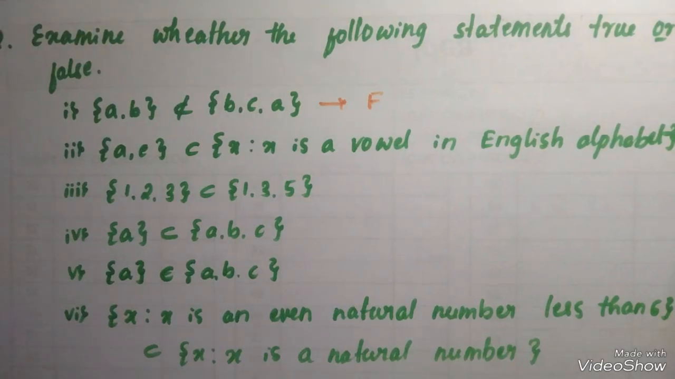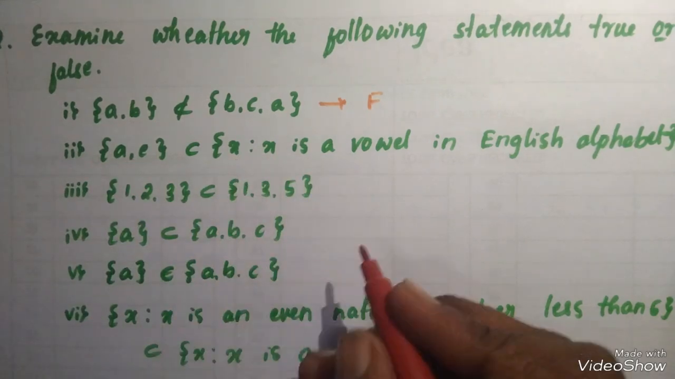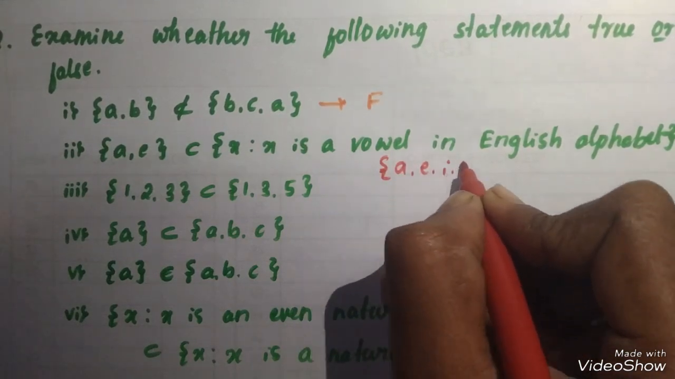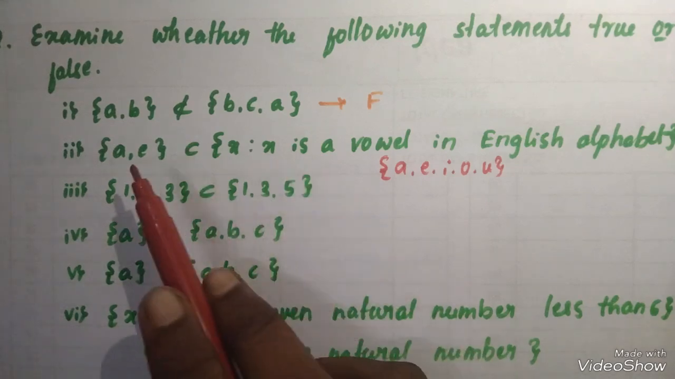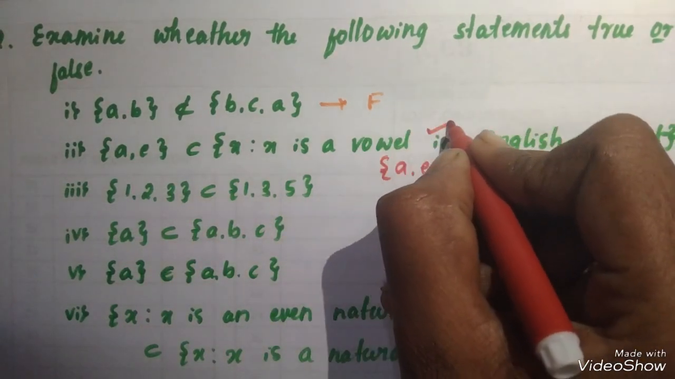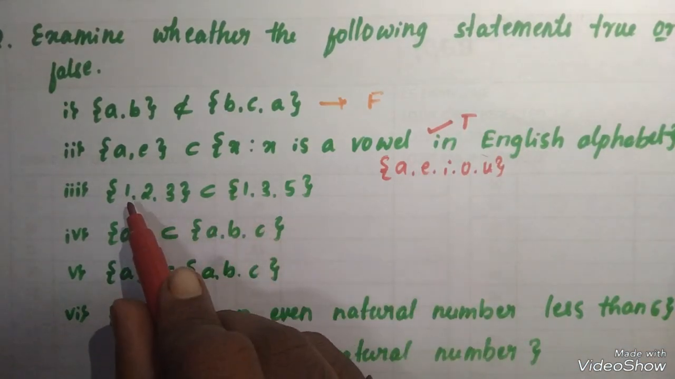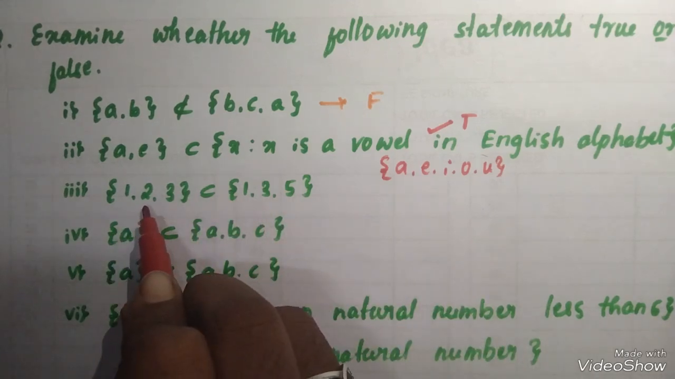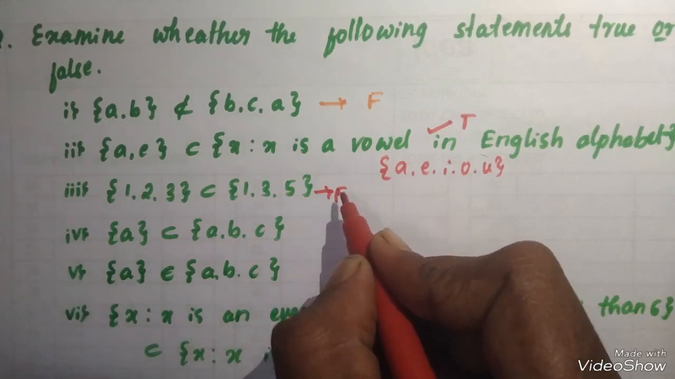Again, the elements A, E. Here X is a vowel in the English alphabet. What are the vowels in the English alphabet? A, E, I, O, U. These are the vowels. Therefore {A, E} is a subset of this set. Yes, this one is a true statement. Again we check whether {1, 2, 3} is a subset of {1, 3, 5}. No, because the set contains 2, but here there is no 2. It is false.